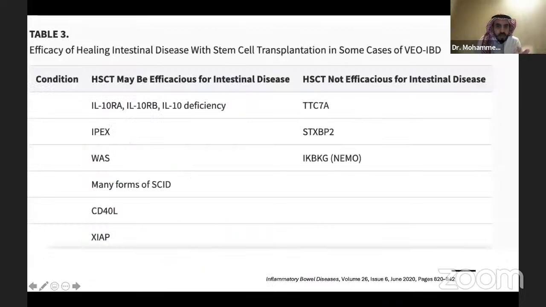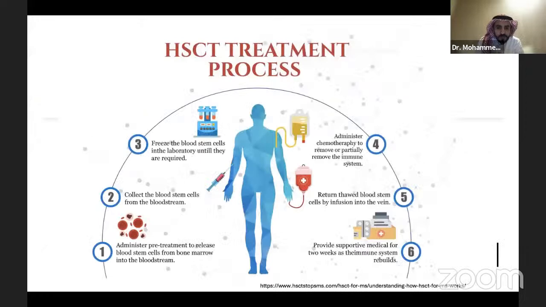And this is where the conditions that are amenable and effective for intestinal disease are: IL-10, IPEX, Wiskott-Aldrich, SCID-like conditions, CD40 ligand, and XIAP. The ones that are very hard to recover after transplant are the ones that are specific to the gut or have other manifestations other than the immune system defect.